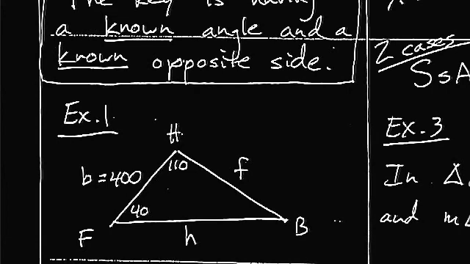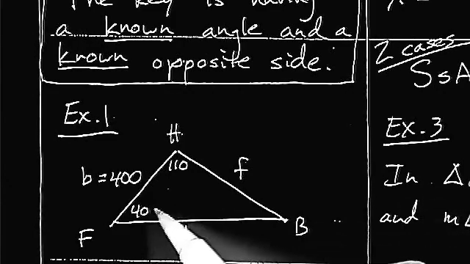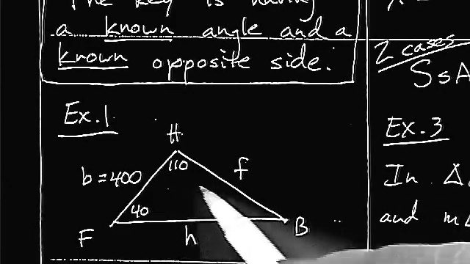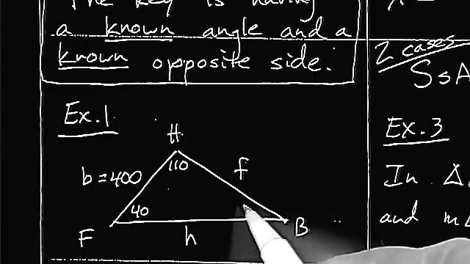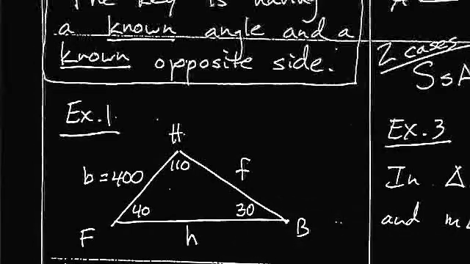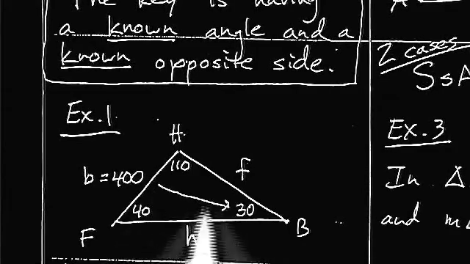So, is it a right triangle? No. It's not a right triangle. So, glad we got that established. Is there a known angle and a known opposite side? Yes. A lot of you say no immediately, because you don't see one in there. But we remember from geometry that when you know these two angles, we can figure out the last one, which is 30 degrees.